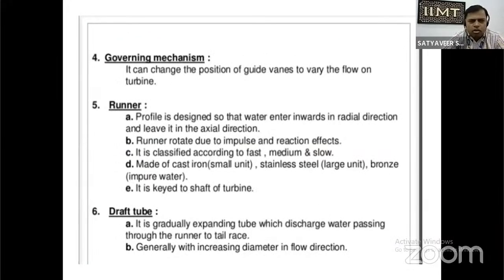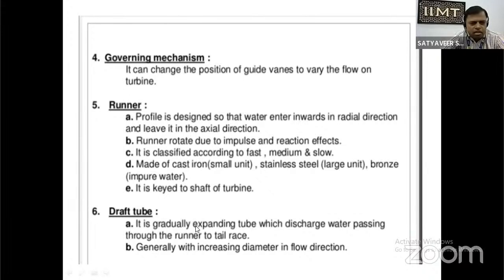What is the governing mechanism? The governing mechanism is basically to control the flow of the turbine. Next is the runner. What is the runner? The runner basically acts like a flywheel, and it rotates due to its impulse and reaction effect. It is generally classified into fast runner, medium runner, and slow runner. It is made of cast iron, and for a small unit it is made of stainless steel, for the large unit it is made of bronze if impure water is used in the turbine. And this runner is keyed to the shaft of the turbine.